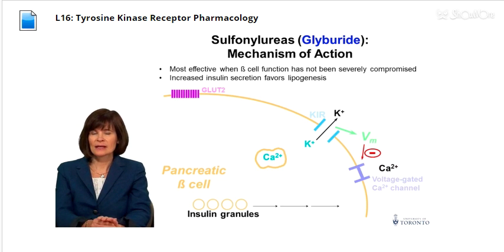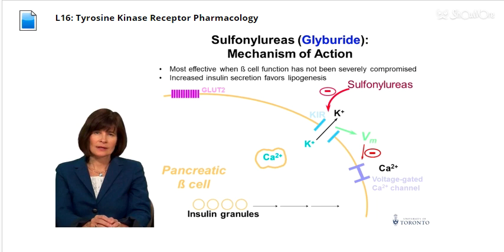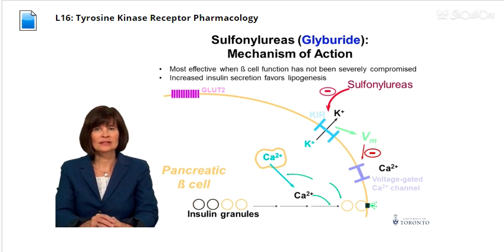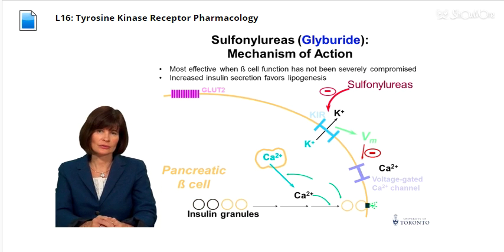So this slide illustrates the mechanism of action of the sulfonylureas. As you will recall from the previous lecture on receptor tyrosine kinases, insulin is secreted in response to glucose uptake in the pancreatic beta cells, leading to elevation in ATP levels that inhibit the potassium channels in the cell membrane. Sulfonylureas bind to these potassium channels on the surface of the pancreatic beta cells. This causes them to close and depolarize the cell membrane. The resulting increase in calcium influx to the cell leads to insulin release from the storage granules.